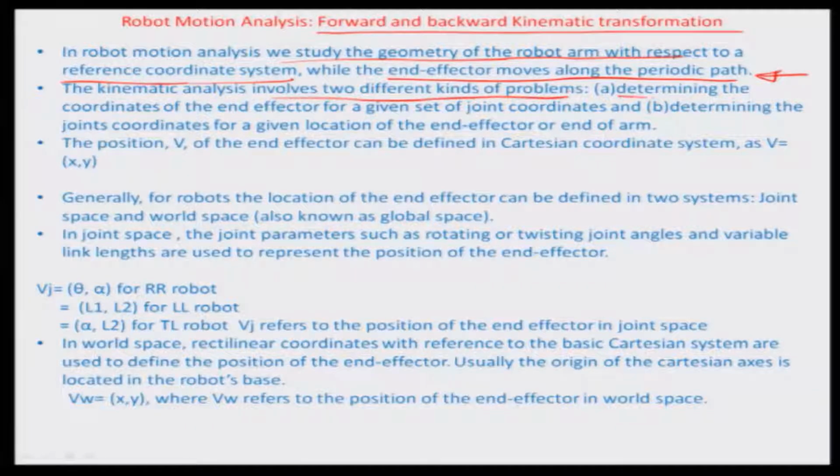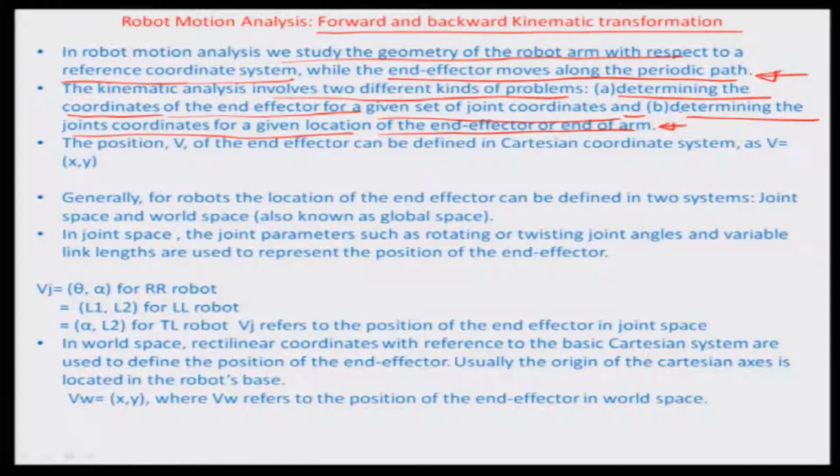The kinematic analysis involves two different kinds of problems. One is to determine the coordinates of the end effector for a given set of joint coordinates and angular relationships, and the vice versa, which is determining the joint coordinates for a given location of the end effector and the end of the arm. So in one case it is a forward kinematic transformation, starting from the base of the robot towards the end effector, and the other is the backward kinematic transformation.